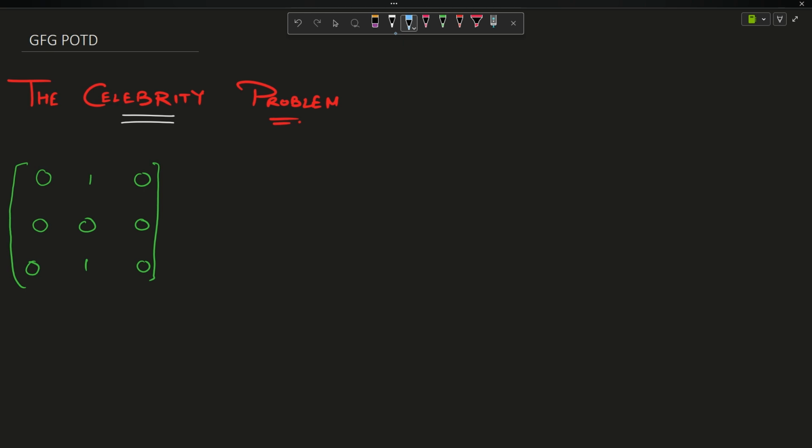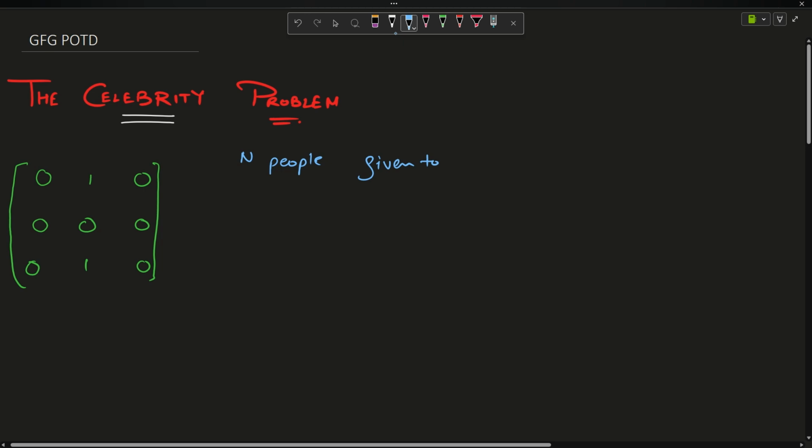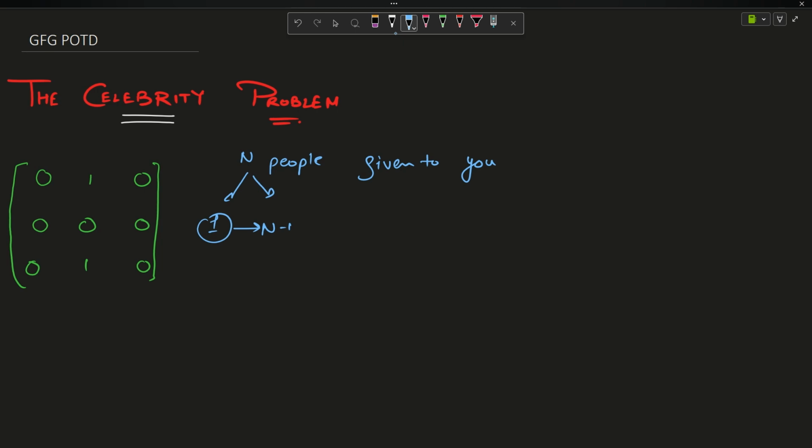The question is actually very simple. The question says there are n people given to you. Now, these n people might know each other or might not know each other, right? If I split n people into two parts, one person and the remaining n minus one people, then this one person can know or not know those n minus one people, right? So suppose these n people are represented in the form of a matrix, right?